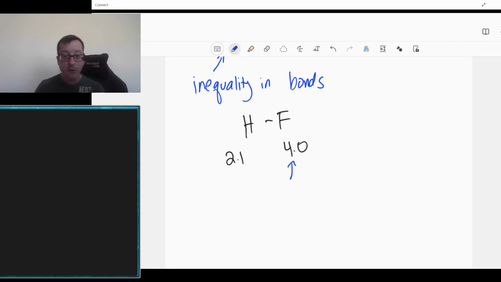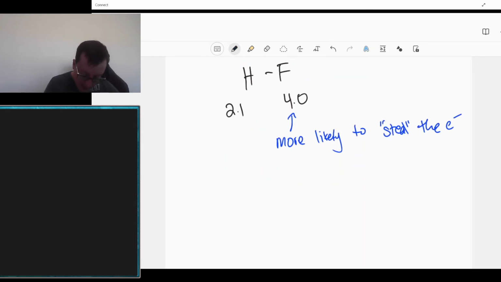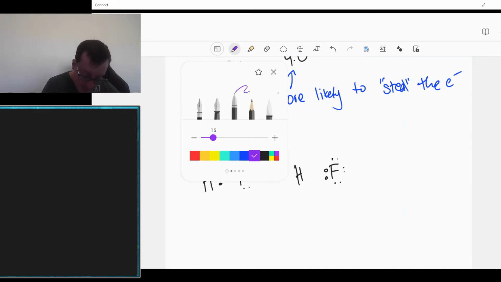So because nitrogen or fluorine has the higher electronegativity, it's more likely to kind of steal the electrons. So if we're looking at the actual bond, we kind of draw it like it's just this plain old equal thing. But in reality, it could be at any given time kind of closer to the H or closer to the F. And ideally, because this is a Lewis structure, we should have our other lone pairs on there. And this is the more reality one.